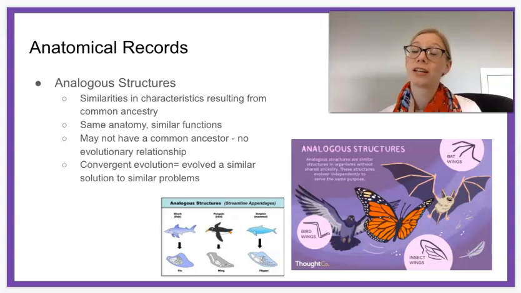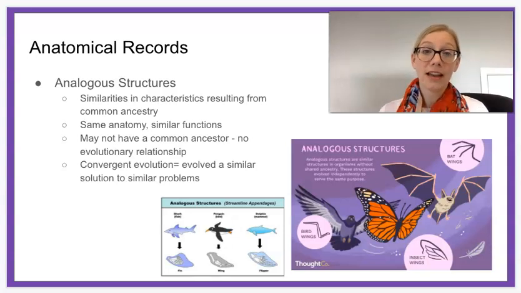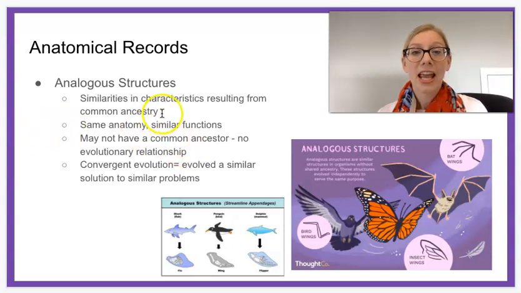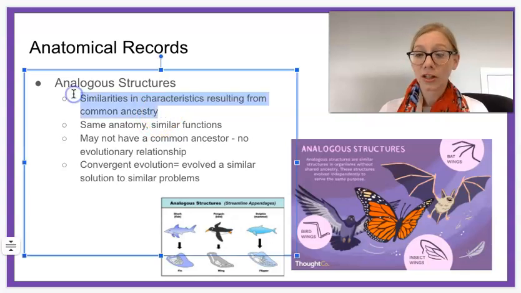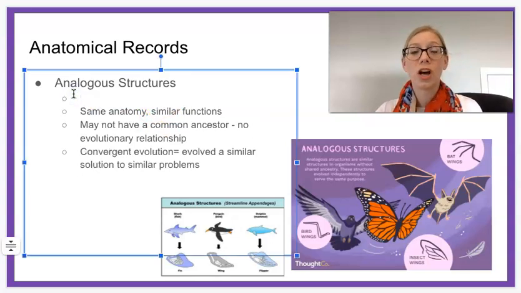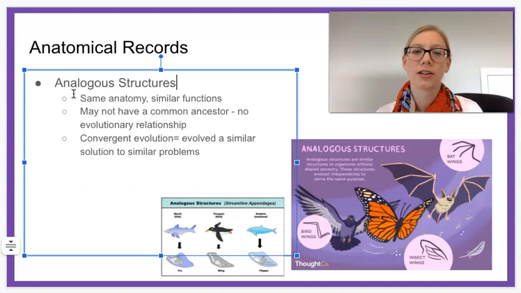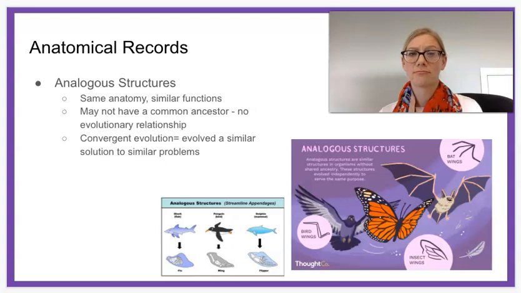Homologous structures shouldn't be confused with analogous structures. Analogous structures are similar characteristics. They have the same anatomy and similar functions, but they do not have a common ancestor. So basically, they don't have an evolutionary relationship to each other. We have convergent evolution: they have evolved similar solutions to similar problems, but they're not related to each other.